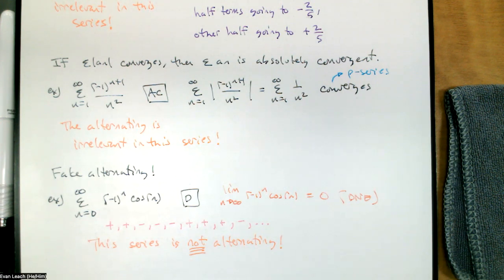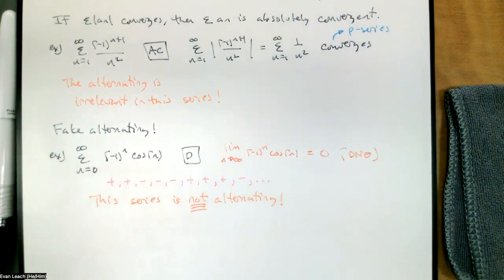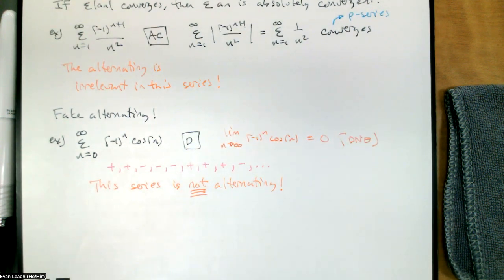-1 to the n tries to make you think, hey, here's an alternating series. Why don't you use that alternating series test? You're like, oh no, the series is not alternating because cosine n is not always positive. Any questions?